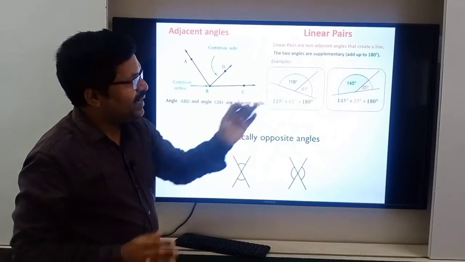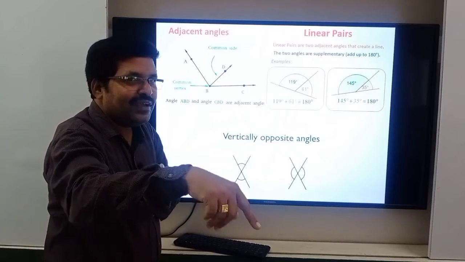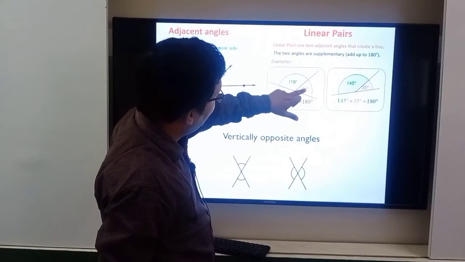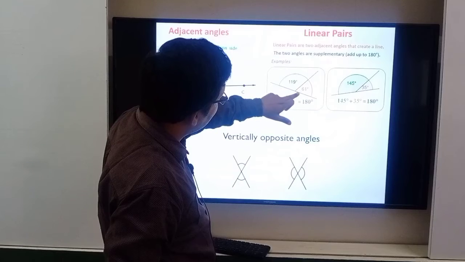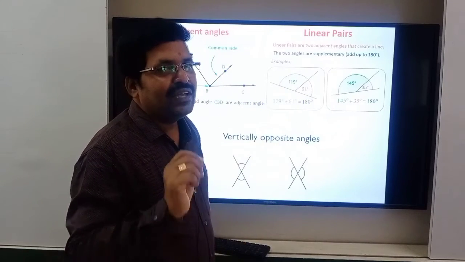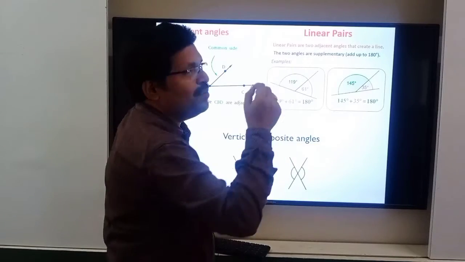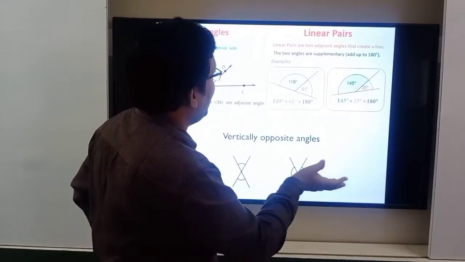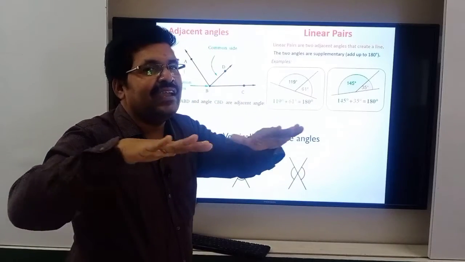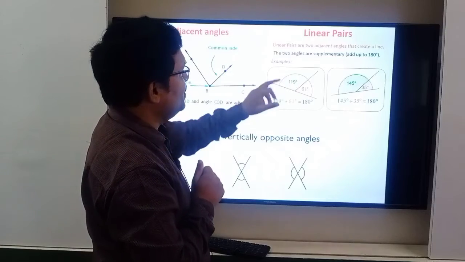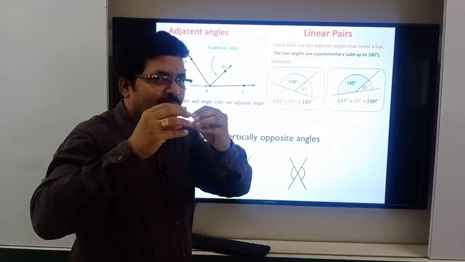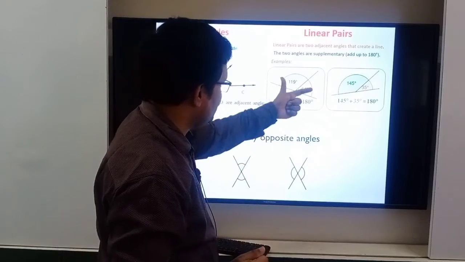What are the linear pair of angles? Earlier we saw supplementary angles. These two are called supplementary angles. Those two of them together we can call linear pairs, or linear pairs of angles. Linear pairs are two adjacent angles that create a line. The two angles are supplementary. That means the two become 180 degrees.